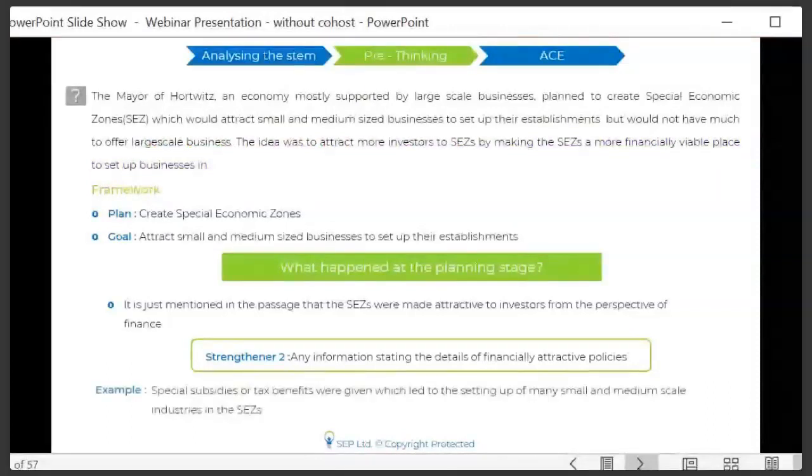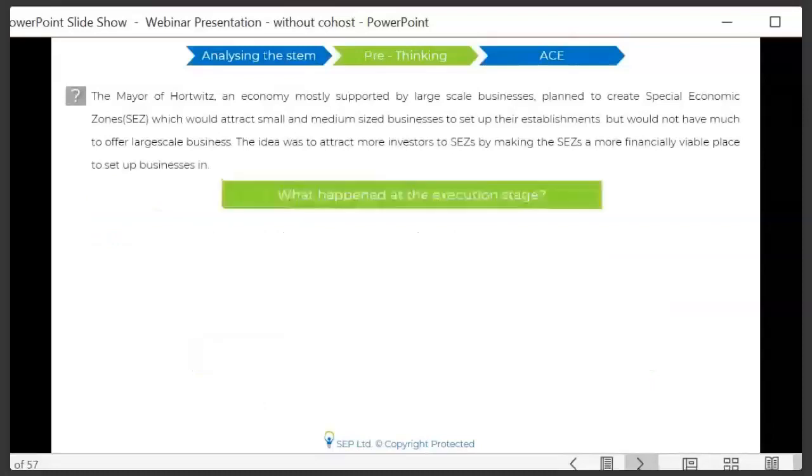Okay, all right. Now the third, as I was saying, some statement, it says special subsidies or tax benefits were given, which led to the setting up of many small and medium scale industries in the SEZs. Okay. Finally, the third is what happened at the execution stage. Okay. So the second step is what happened during the execution stage.